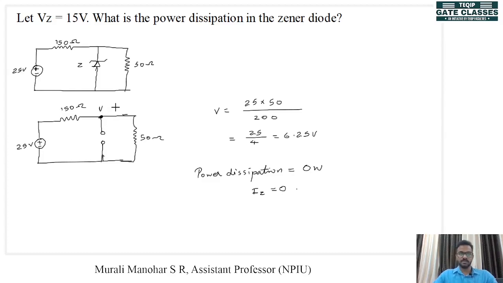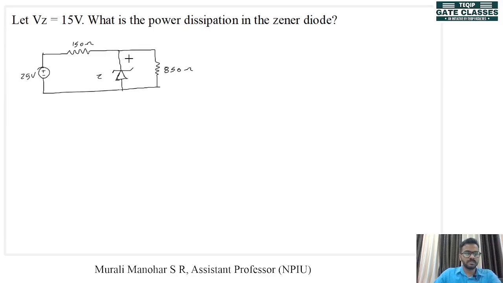Now the next problem, same structure, but only the output resistance has changed. It is changed to 850 ohm. Okay. Again, we will assume that the Zener is open circuited, then find out the voltage V here.